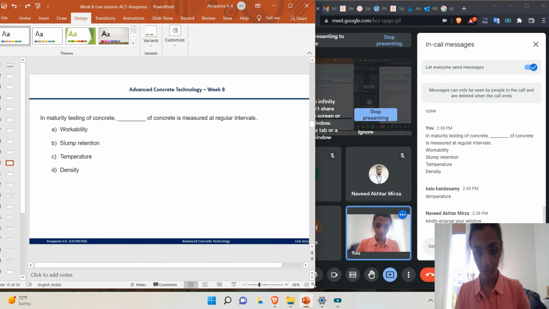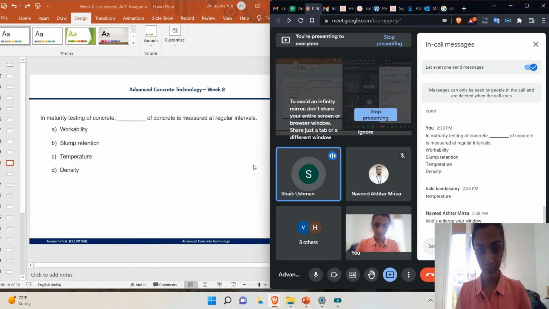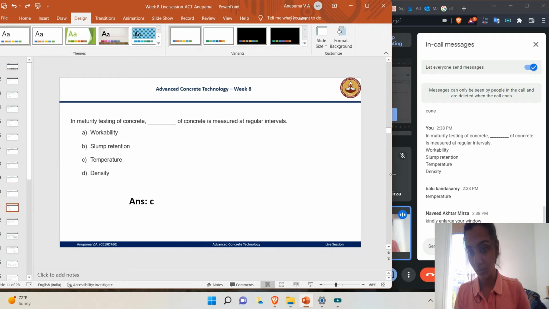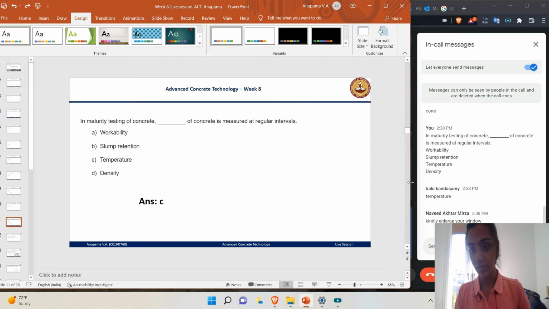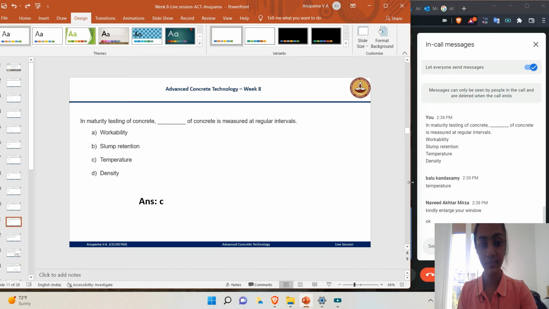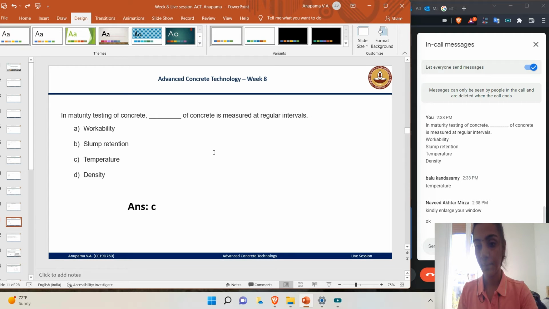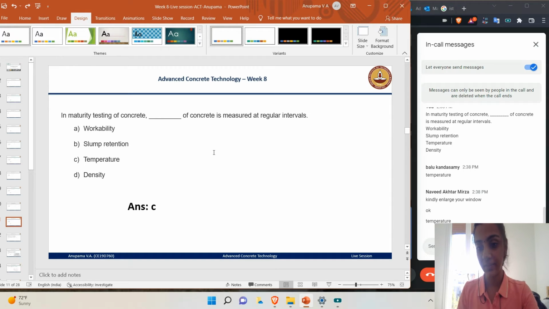Okay. Option A, madam. Workability. Okay, so let me try to enlarge the window. I hope that's fine now. Yeah, thank you. So the options are workability, slump retention, temperature, and density.